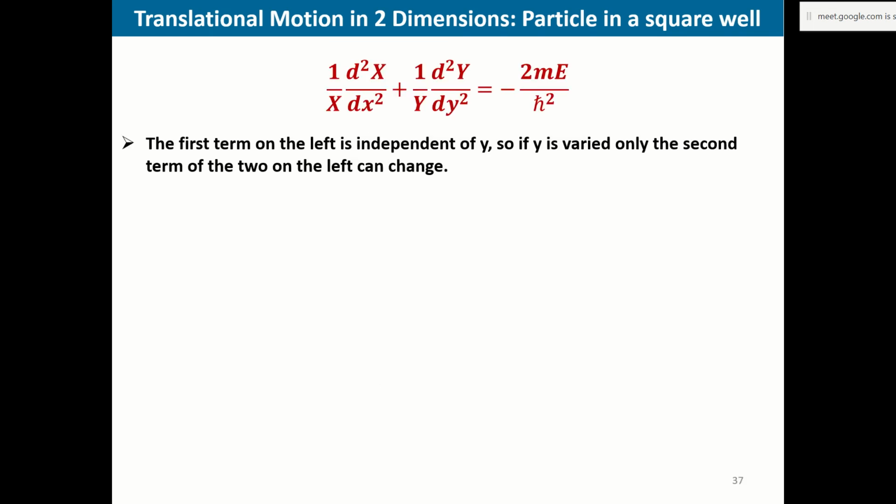You can see that the first term on the left is independent of y. This term is independent of y. So if we only vary y, the second term can change, but the left one will not change, because this is independent, unaffected by change in y.